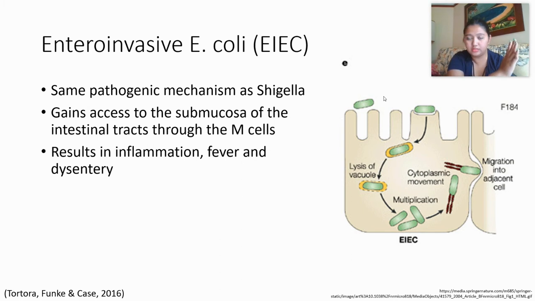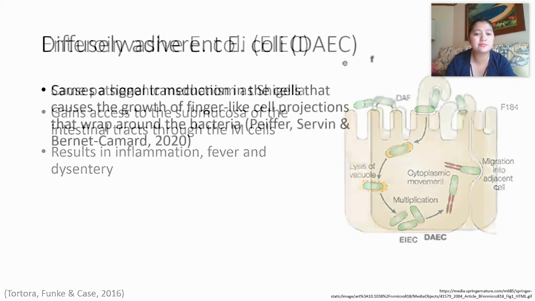If you notice from the previous slides, all of them kind of just stay up, but this particular one does get taken into the cell, right? Which then causes a lot more serious symptoms, right? As you can see there, inflammation, fever, and dysentery. And as you can see in this diagram, they can also migrate to different cells. So it's a lot harder to treat because they are within our cells themselves.